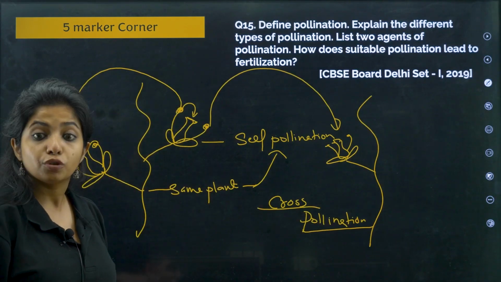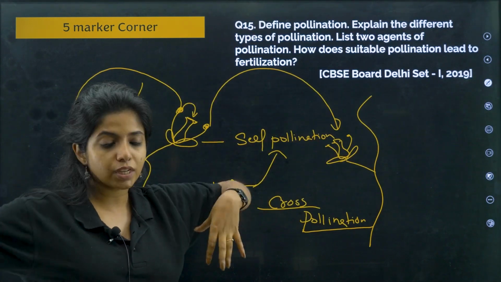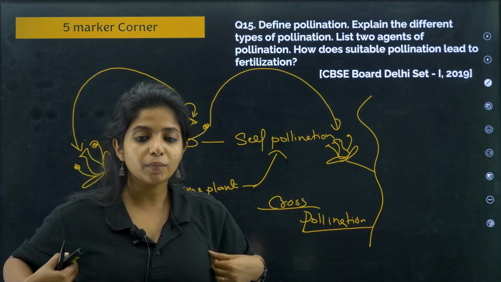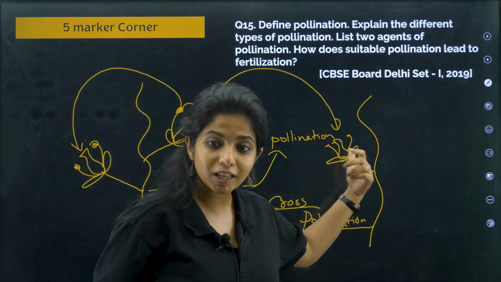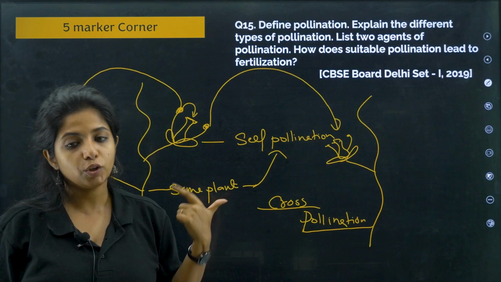Now list two agents of pollination. One is wind. Through wind also the pollen grains travel. Other is insect. Through insects also. Insects come to have nectar, and on their body you have pollen grains. The insect goes and sits on the next plant and transfers the pollen grains like that also. So you have insect and you have wind.